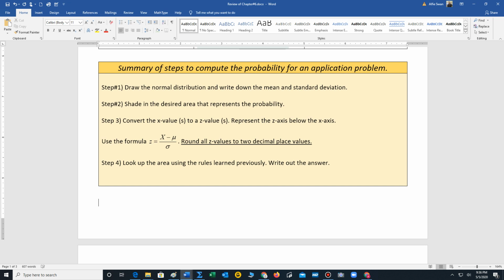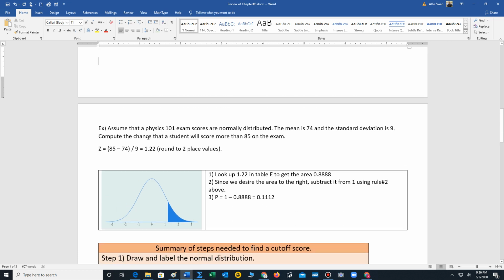So let's take a look at an example. Let's assume that the Physics 101 exam scores are normally distributed. The mean is 74 and the standard deviation is 9. Compute the chance that a student will score more than 85 on the exam.